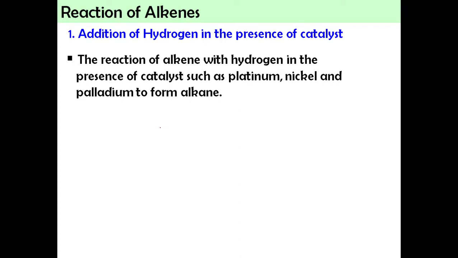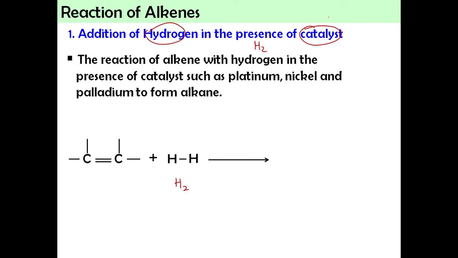The first is addition of hydrogen in the presence of catalyst. Okay, jadi alkene akan react dengan hydrogen. So hydrogen is H2. So awak boleh je tulis guna H bond H ataupun H2. Boleh je mana-mana. Okay, jadi dia mesti ada catalyst. So catalyst kita akan letak di atas arrow. Okay, remember for the equation, compound react with reagent. So atas arrow adalah solvent atau catalyst, bawah arrow adalah condition.